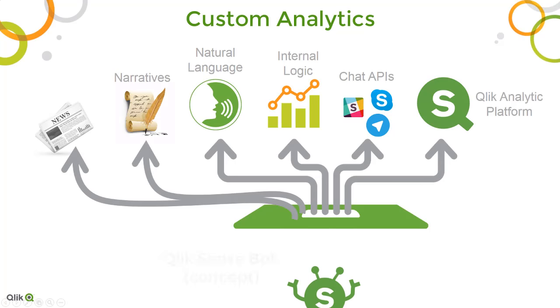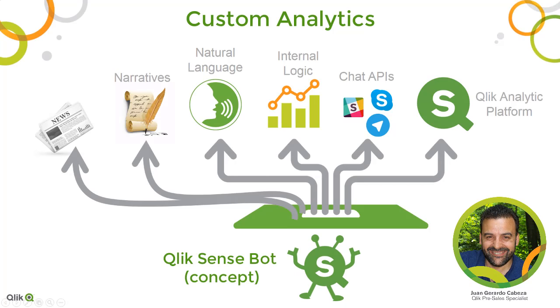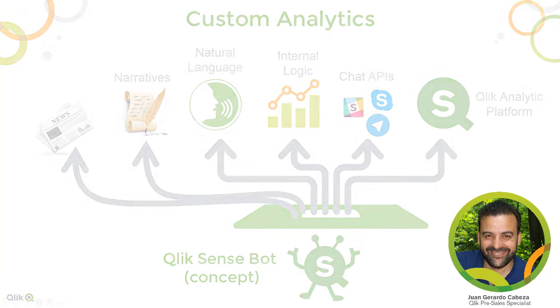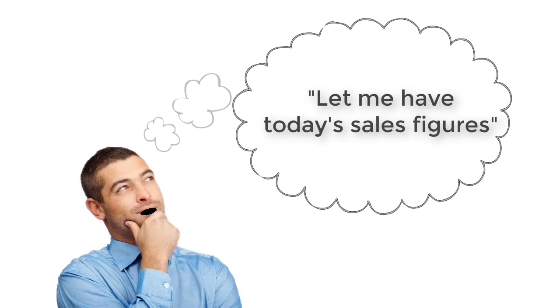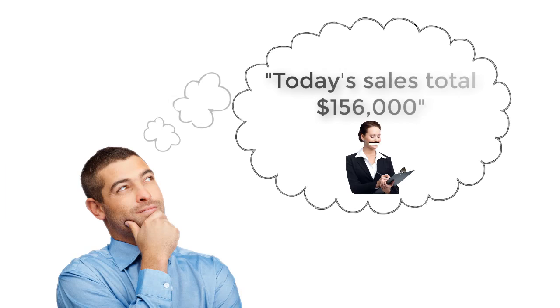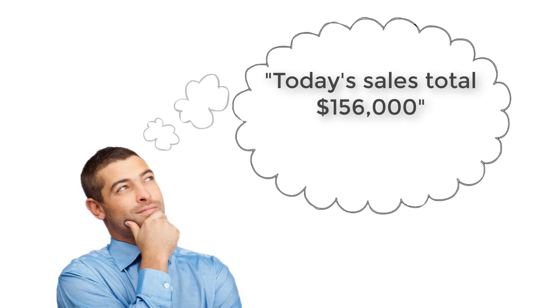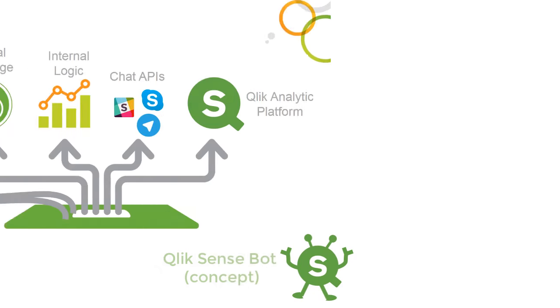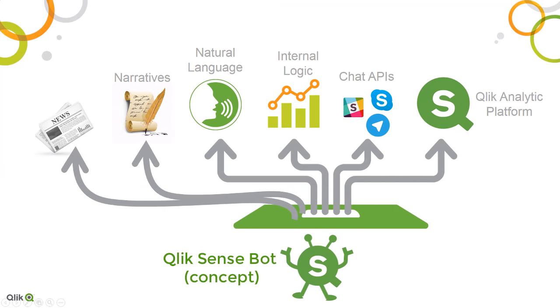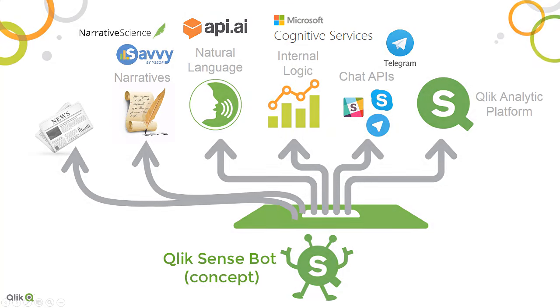To prove this, our engineer Juan Jurado Capesa has created a custom application using the QlikSense APIs that puts a brand new spin on analytics. Imagine getting answers to your business questions immediately, simply by asking, "Let me have today's sales figures." "Today's sales total 156,000." And I don't mean asking a human, but rather a bot. Juan has done just that, creating a QlikSense analytical assistant using a variety of modern and available technologies.